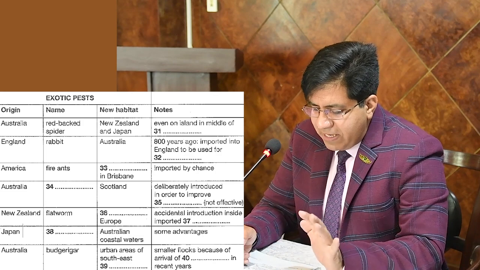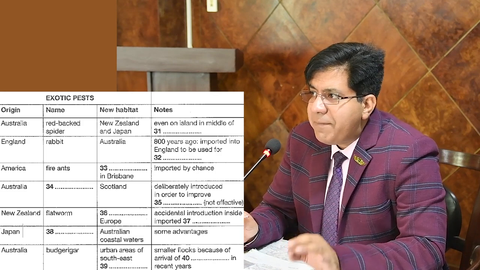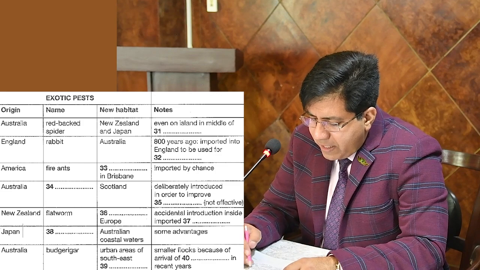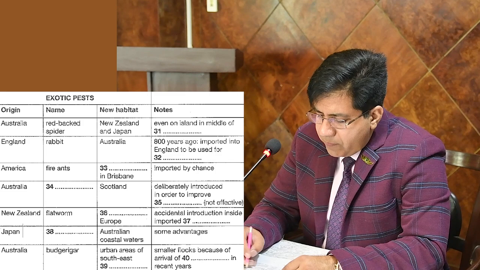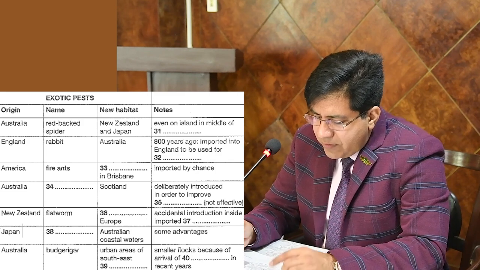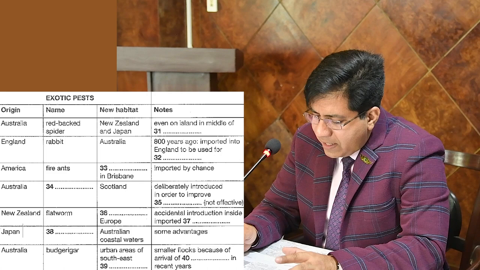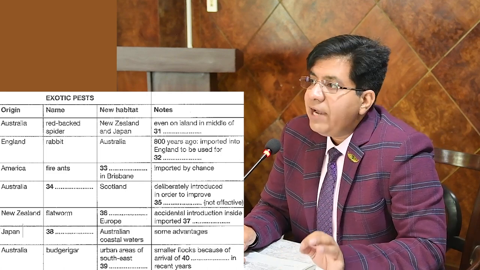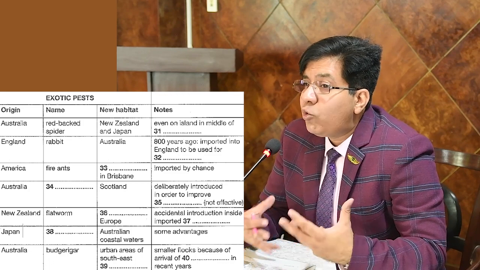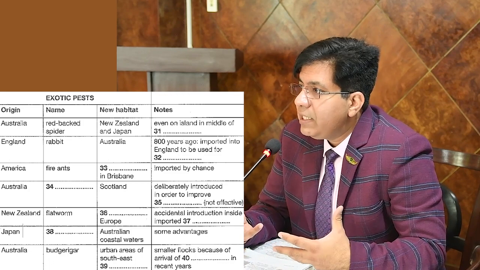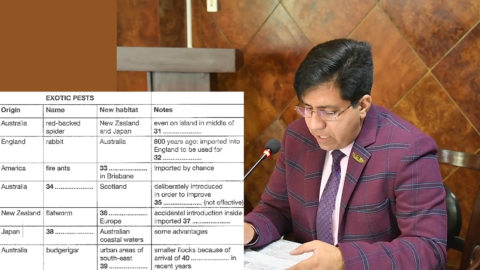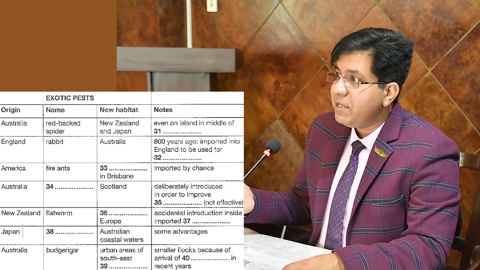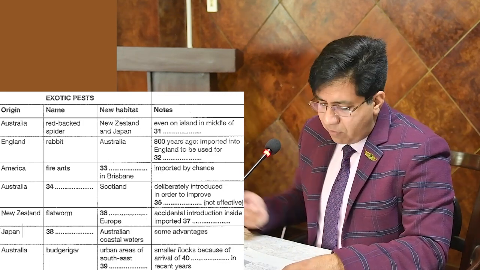Question number 32. England, rabbit, Australia. You will not read it. Just underline. England, rabbit, Australia. Now you will read. 800 years ago, rabbit was imported into England to be used for. Now, please underline the words to be used for. And for to be used for, they might use the word source of. Source of means to be used for. Right? Now, rabbit was brought to Australia to use as a what? Pet animal. To be used for, source of, pet animal or anything like that.